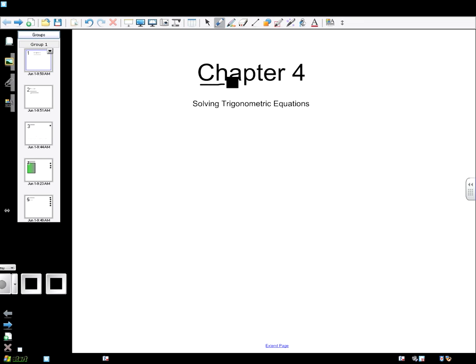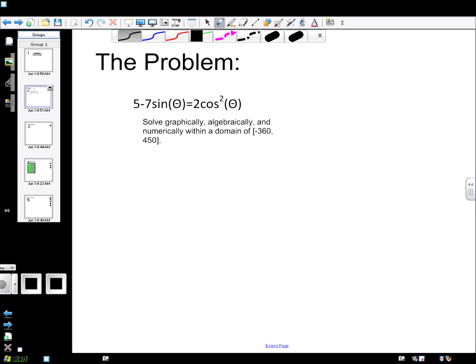Today we will be doing a problem from Chapter 4 on solving trigonometric equations. Our problem is 5 minus sine theta equals 2 cosine squared theta. And you're asked to solve it graphically, algebraically, and numerically, with a domain of negative 360 degrees to 450 degrees.